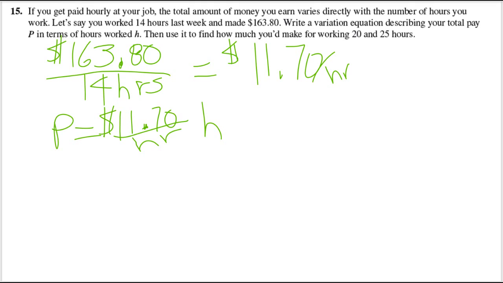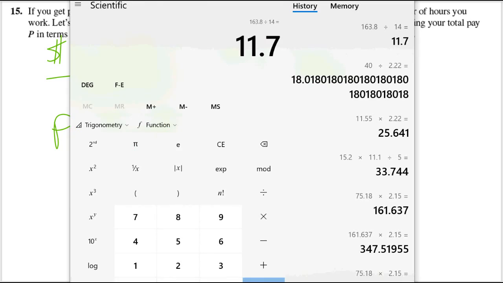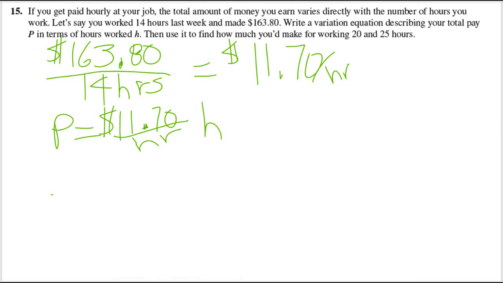Then use it to find how much you'd make for working 20 and 25 hours. The equation tells us to multiply number of hours times $11.70 per hour. Pretty well, you probably knew that you were supposed to do that anyway. So 11.70 times 20, 234. I'm going to check it. 11.70 times 20, 234.